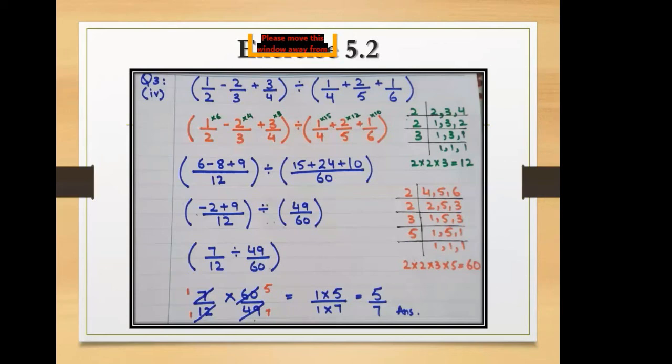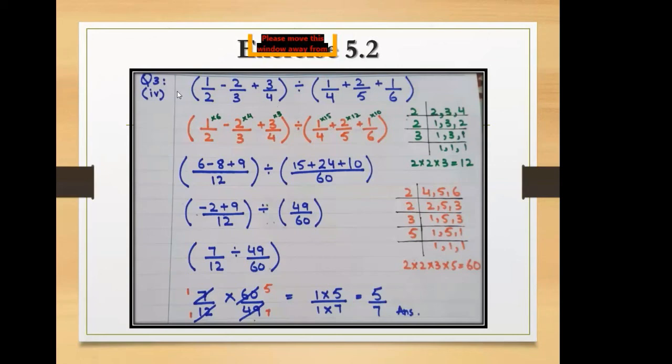First we have to solve the brackets, this bracket and this bracket. Step number 1. The question is already in the form of common fractions, so there is no need to change the question. When do we have to change the question? When the question is in the form of mixed fractions. Already we have the question in the form of common fractions. So let's take a start.